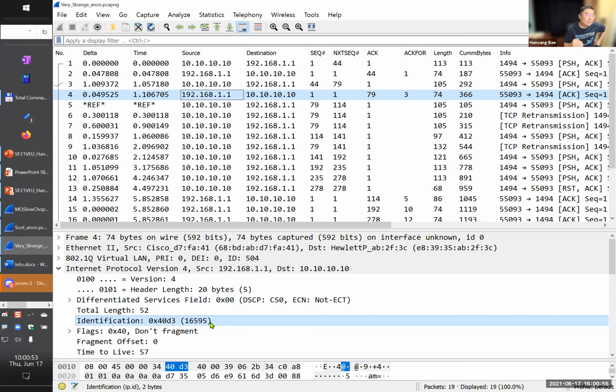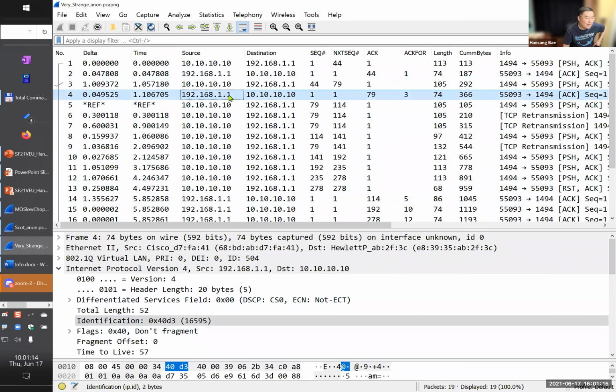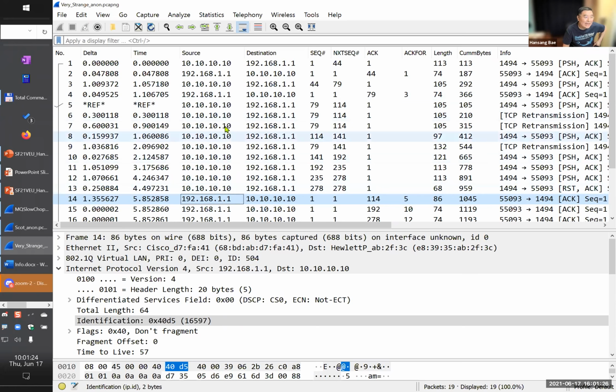Then here, this is after that 141 being sent. I look here. So remember it's 94, 95, and here's 97. Let me do that again. 94, 95. Not 96, but 97. So between here and here, the IPID jumped by two.